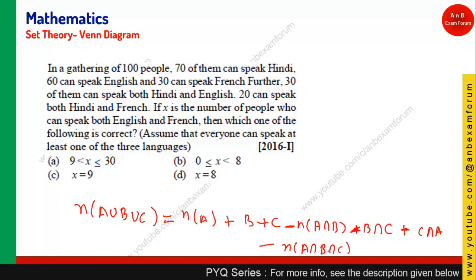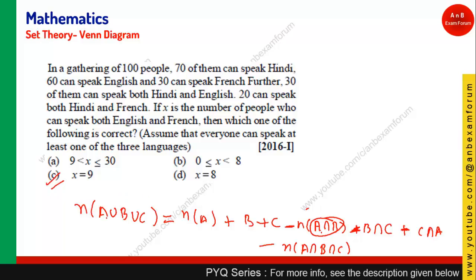Okay, I am not solving it, it is very easy. Just put in the values of the single sets, their intersections, and the intersection of everything. All values are given, only X is not given, the number who can speak English and French. So you can take any set like A intersection B, this is X, and everything is given, and after solving you will find X is equal to 9 as your answer.